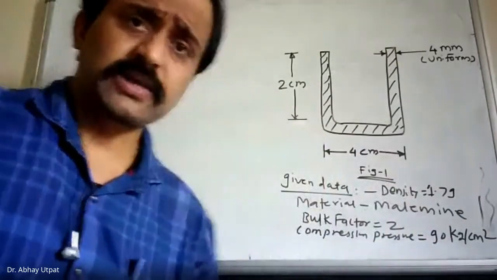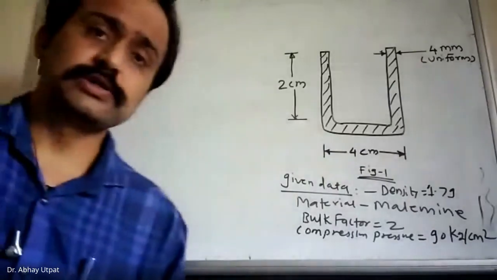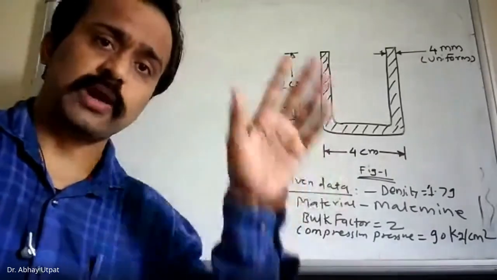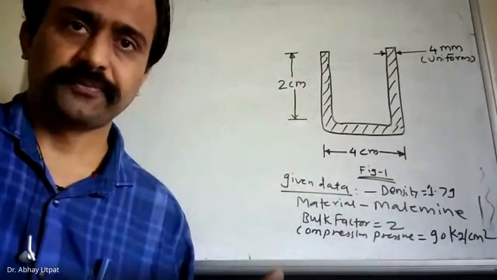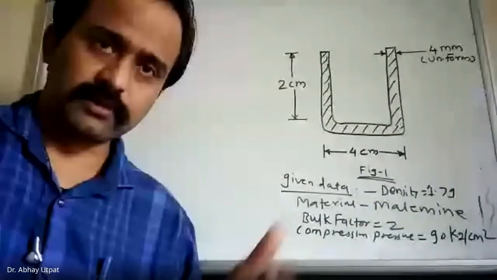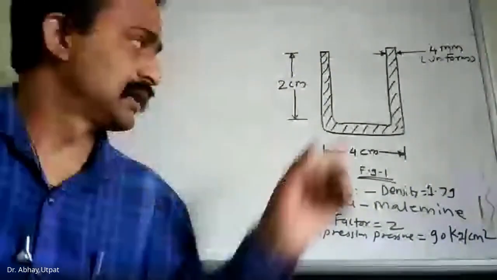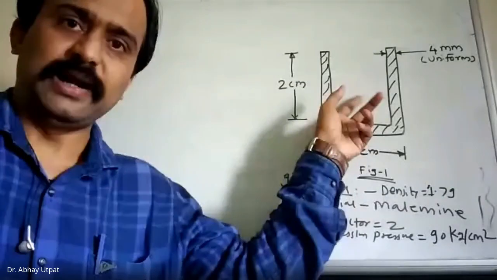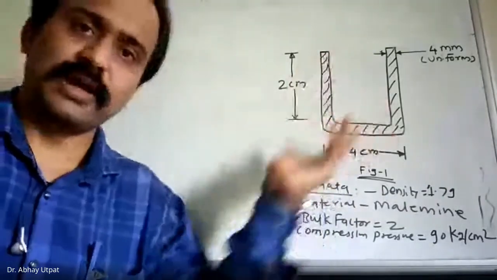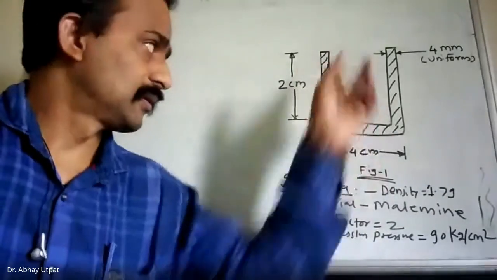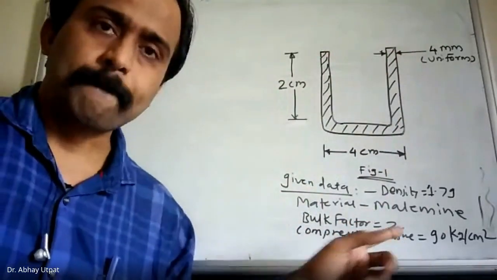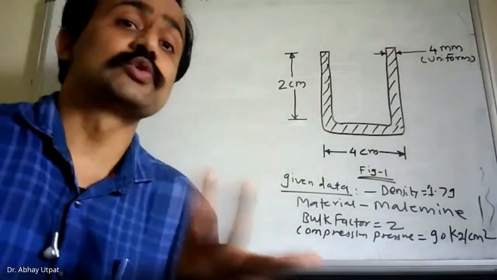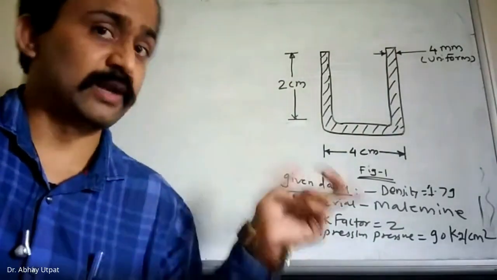See, what is the definition of bulk factor? Bulk factor is equal to volume of loose powder divided by volume of part. That I taught you in the previous class. I repeat once again, bulk factor is nothing but volume of loose powder divided by volume of part, that is, the component. So this volume you can easily calculate from these dimensions. Bulk factor is given to you. Then volume of loose powder, how much loose powder is required, you have to calculate.